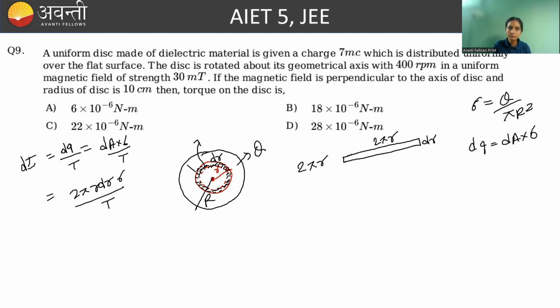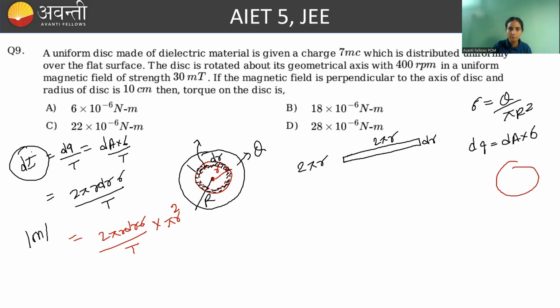This is your current. Now, what will be the area of this strip? So now we are going to calculate the magnetic moment. Okay? Now you calculate this. So what will be the value? 2 pi r dr sigma by T is I, into area. The area getting enclosed by this loop will be equal to pi r square. Because how do we calculate magnetic moment? If there is a loop carrying current I, then the magnetic moment is I into pi r square.